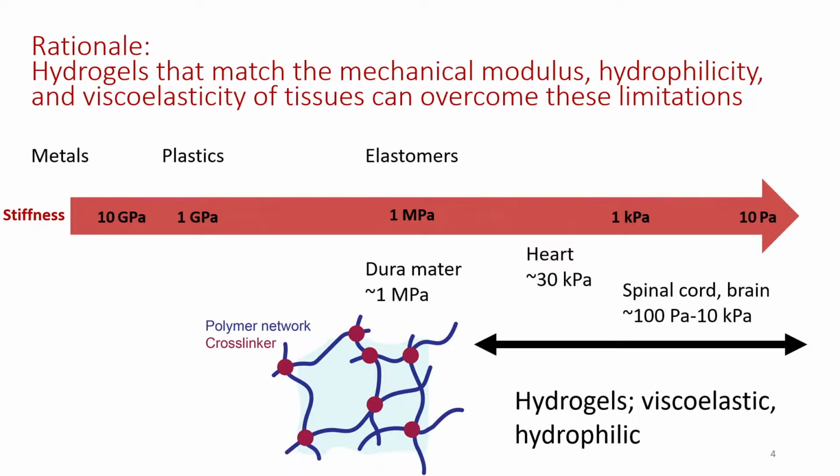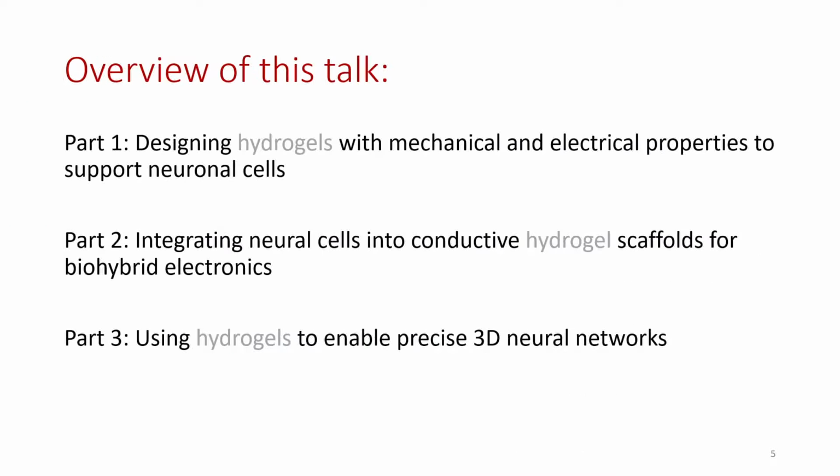The hypothesis is that a class of materials that can overcome both these limitations are hydrogels. So hydrogels are polymer networks that are swollen with water. And as you see from this range, you can actually tune the mechanical properties so that the modulus matches many biological tissues. Hydrogels can also be quite viscoelastic, and they're hydrophilic, similar to our tissues. So today I'll describe some hydrogels and methods to tune their mechanical and electrical properties, show that these can be used to then integrate neural cells, and then finally talk about integrating hydrogels to make precise 3D networks.